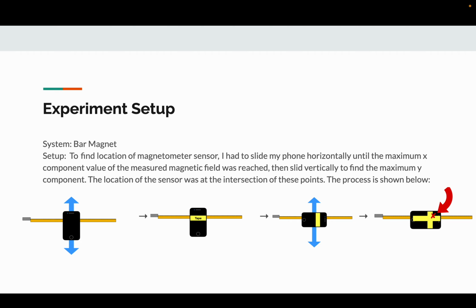So the experimental setup, this is to find the location of the magnetometer sensor, which is the observation location. And as you can see detailed here in this slide, this is the process for how I did that.